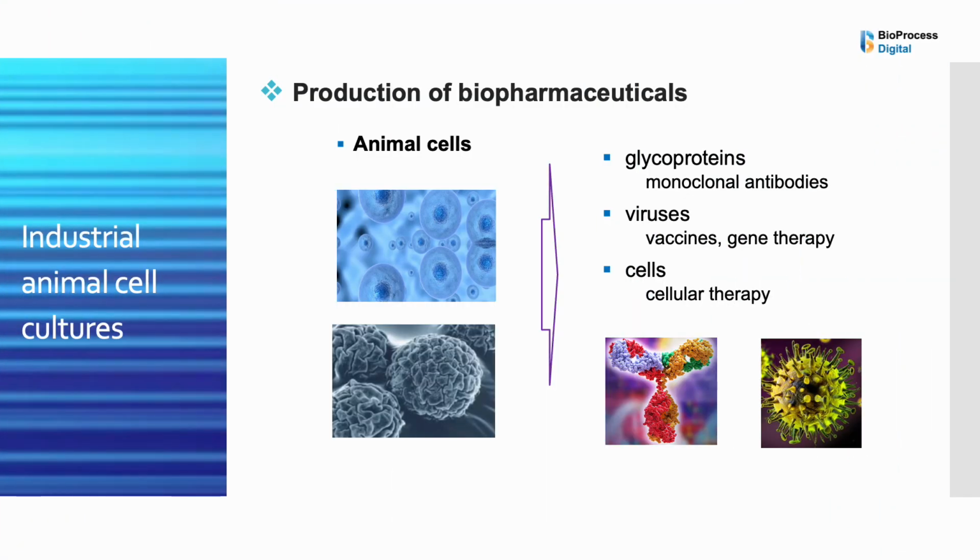Animal cell culture is a key technology in the production of biopharmaceuticals. Most modern pharmaceutical manufacturing uses animal cells to produce recombinant glycosylated proteins, especially monoclonal antibodies, viruses for vaccines and gene therapy, and active cells for use in cellular therapies.